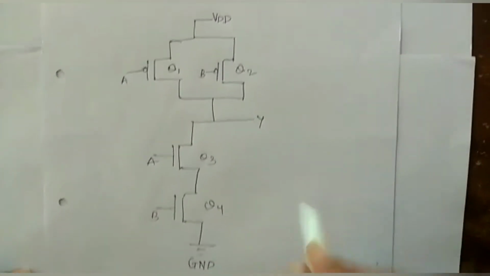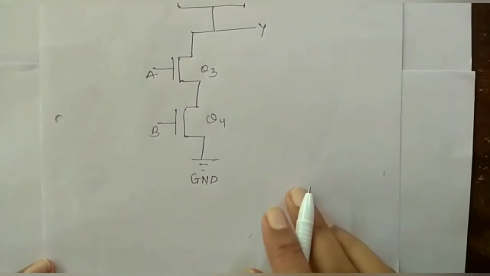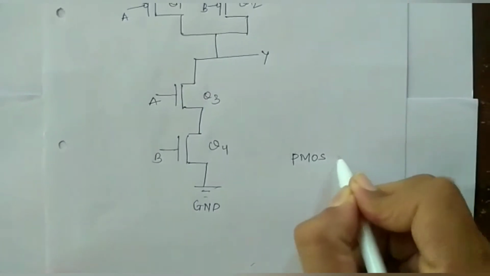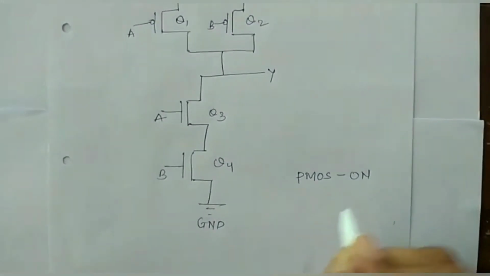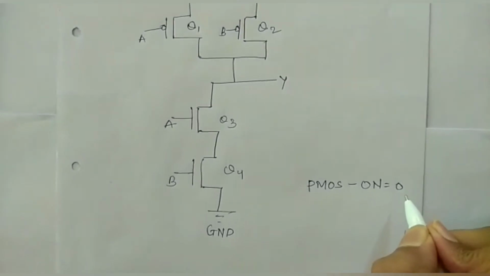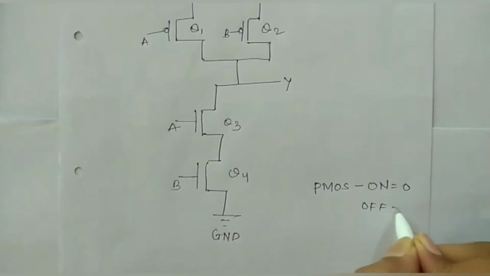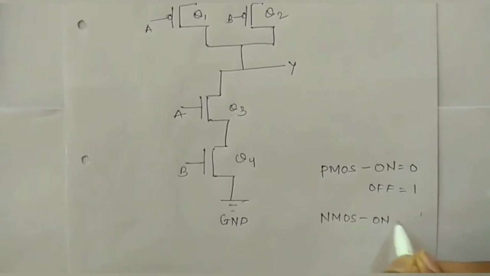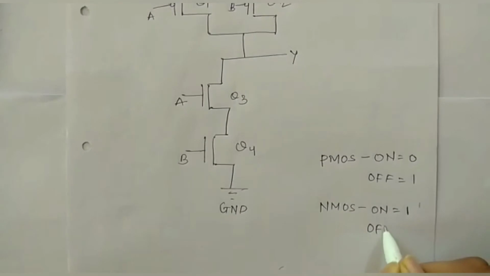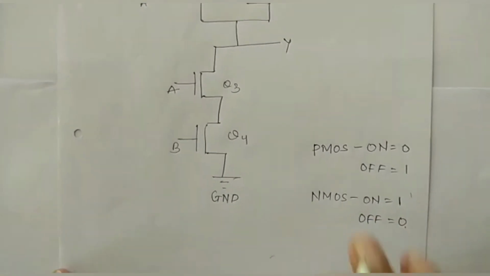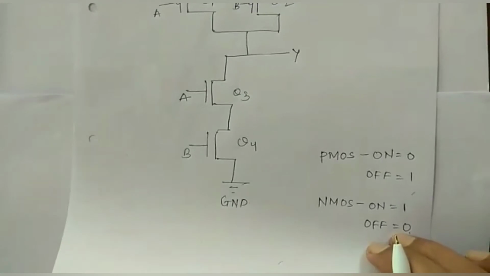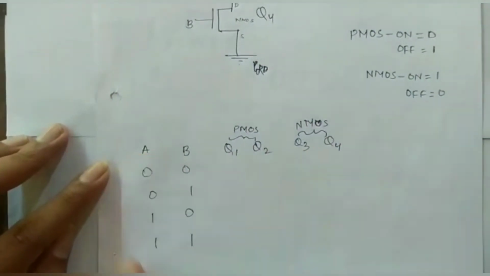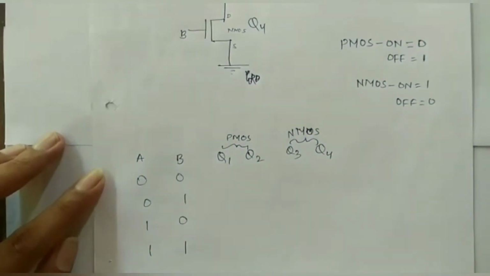Now we will see its truth table. Before that, I want to tell you that PMOS is on for 0 and off for 1. Similarly, NMOS is on for 1 and off for 0. Now we will draw the truth table. From the above diagram, I am going to tell you how to draw it.